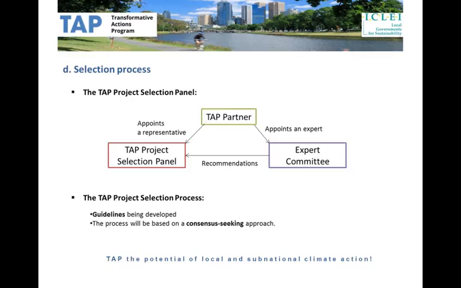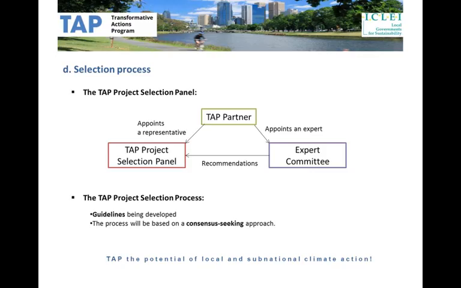For example, each partner of the TAP, and by partner I mean local government organizations, financing institutions, civil society, NGOs, etc., will appoint a representative that will sit in the selection panel, but also an expert that will sit in an expert committee. The expert committee will give recommendations to the project selection panel. The composition of both bodies will be announced at the latest on August 15th, 2015.